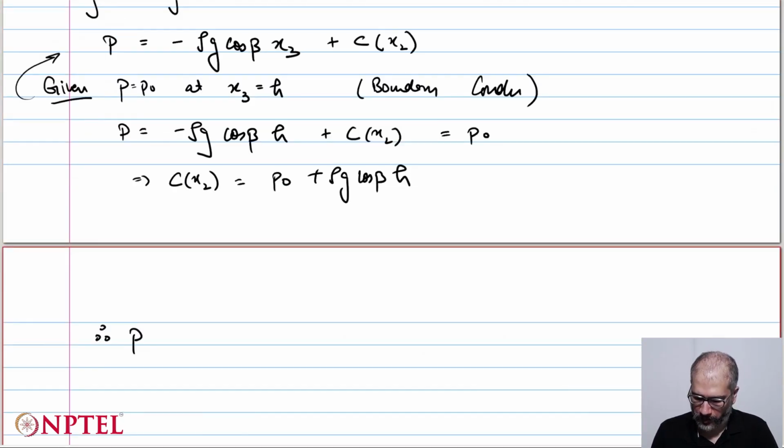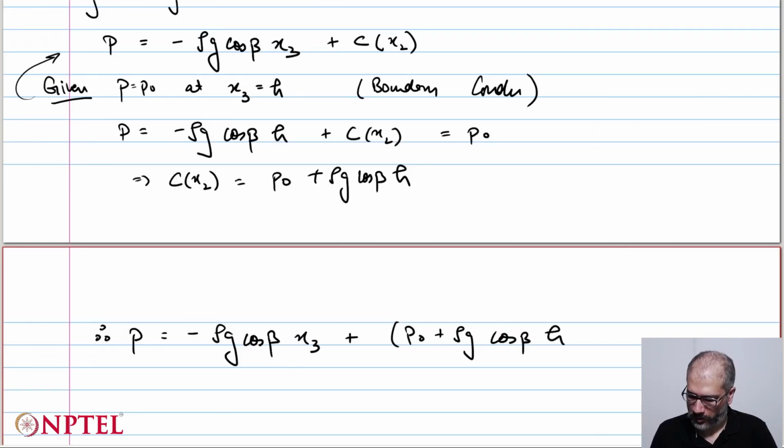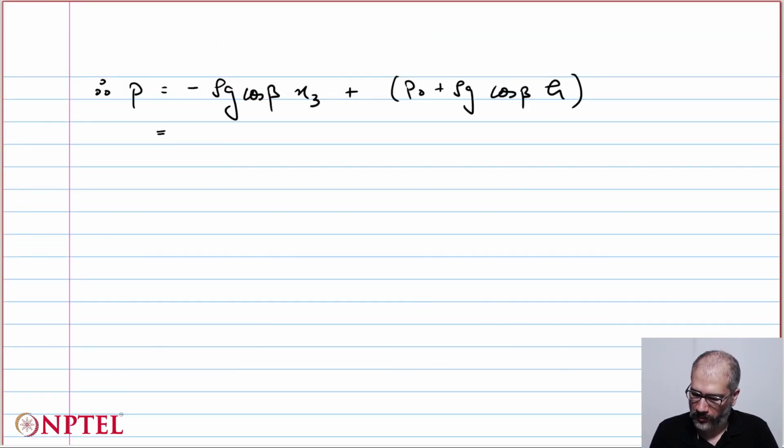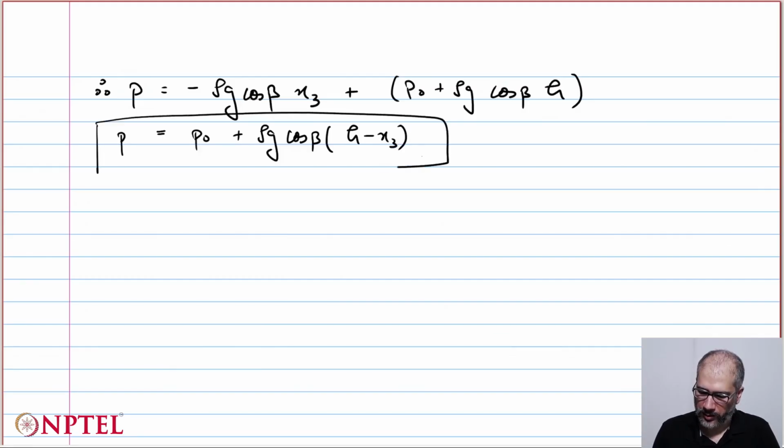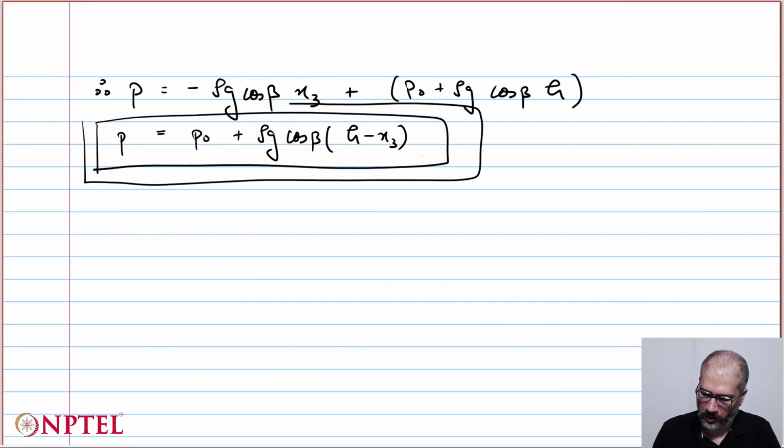So therefore our general pressure is minus rho g cos beta times x3 plus, and then C is P naught plus rho g cos beta times h. And I can write this in a more convenient form as P naught plus rho g cos beta times h minus x3. So we have found out the pressure as a function of spatial coordinates. In this case, it's only a function of x3. So we should put a double box here because that was one of the things we had to find out.